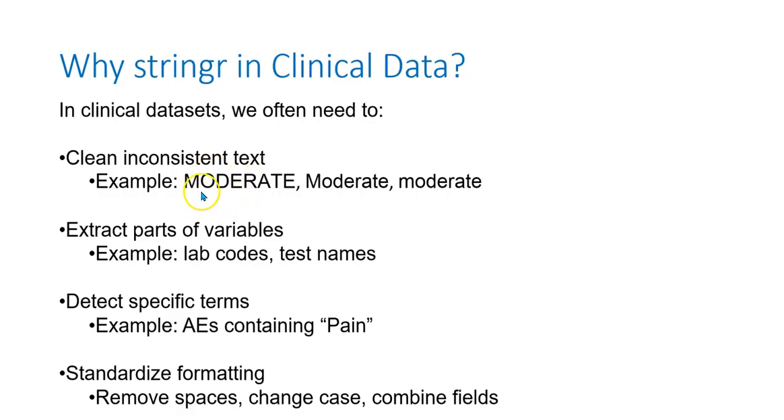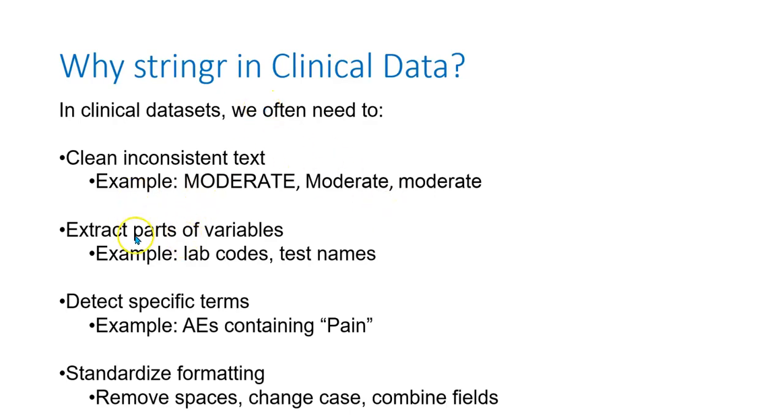inconsistent text. Like if you see moderate in a different format, in uppercase, lowercase, or proper case, and you want to make it consistent, you have to use stringr. Extract part of a variable, like you have a test name and you want to extract lab codes, you can easily do that. Detect specific terms, like AE contains pain, severe pain, and you want to extract only the severe pain observations, so you can do that. Standardize formatting: remove space, change case, combine fields. You can easily do that with the stringr package.